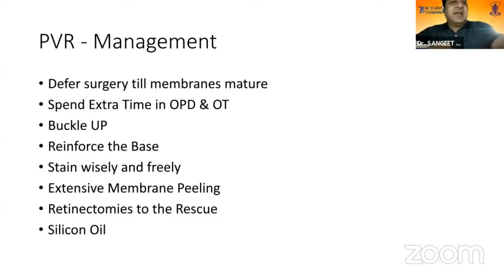And if you have not buckled the eye in the first surgery, you have to buckle it up. You have to reinforce the base, and then you have to use the stains like the dyes or triamcinolone wisely and freely, and there should not be any laxity on that. And you have to do an extensive membrane peeling in these eyes. Retinectomy sometimes comes to the rescue, as Dr. Subhendu also told you, and you have to use silicone oil now to settle these eyes.